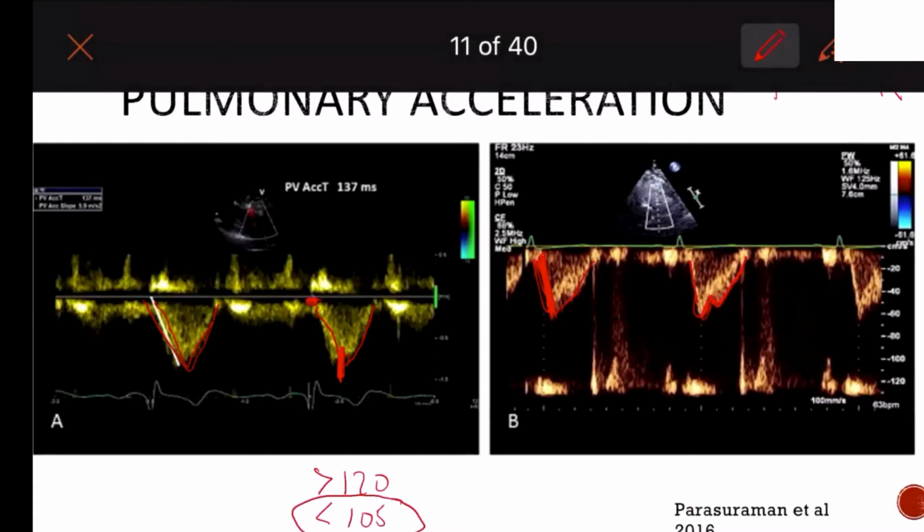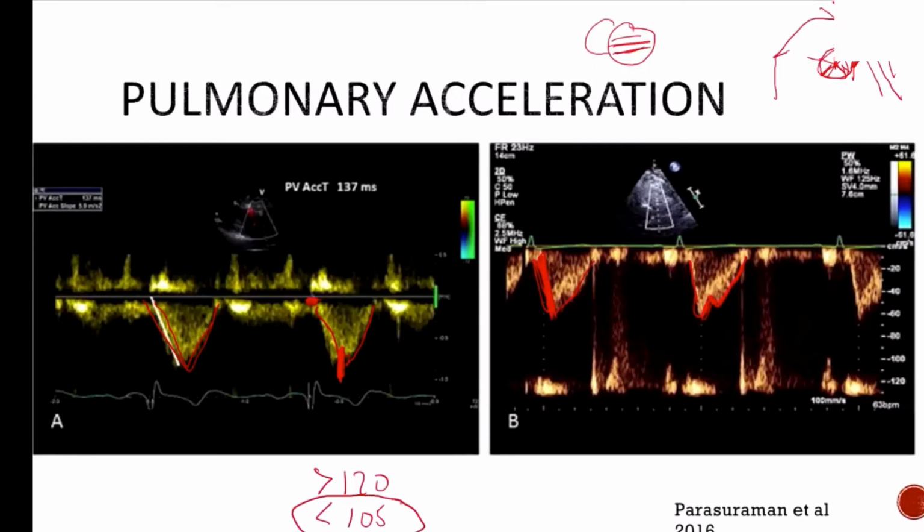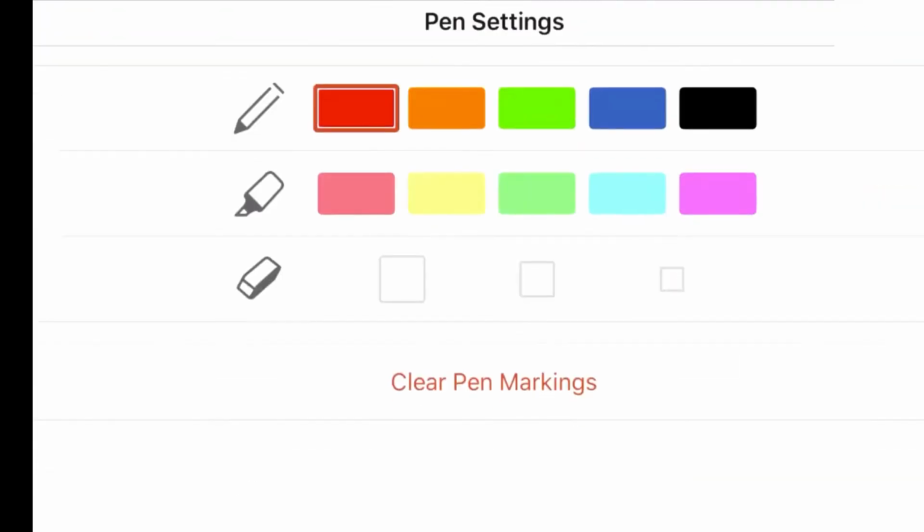But then something else is opening it up later. There's late systolic notching. So when we talk about the diagnosis of pulmonary hypertension, we either think of a pulmonary acceleration time less than 105, okay, or this late systolic notching. And I'll tell you that this image right here is something that they love to put on boards, right?